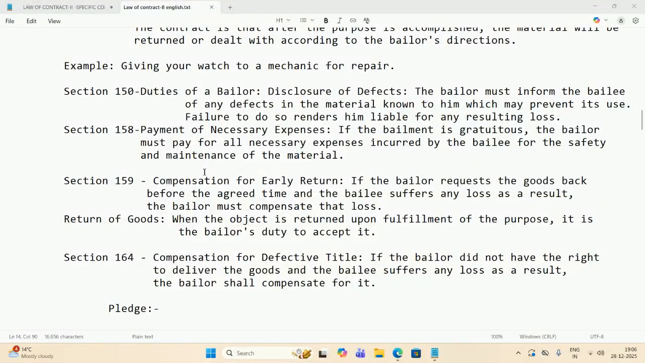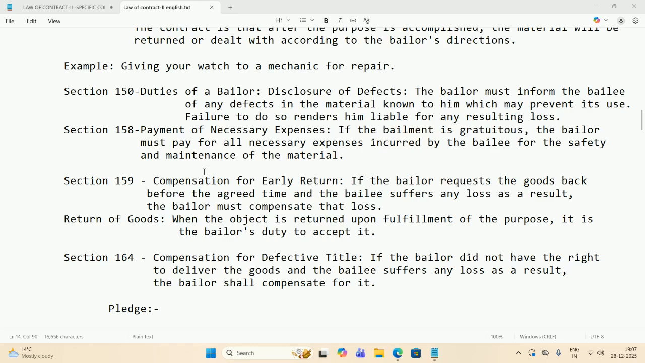Now coming to section 150. Duties of a bailer. What are the duties of a bailer? Disclosure of defects. The bailer must inform the bailee of any defects in the material known to him which may prevent its use. Failure to do so renders him liable for any resulting loss. Section 158. Payment for necessary expenses. If the bailment is gratuitous, without any payment, the bailer must pay all necessary expenses incurred by the bailee for the safety and maintenance of the material.